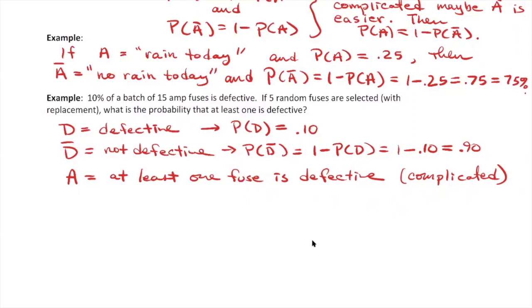So a complement, how many would be defective in that case? I'll wait for someone to type it in. So it's not true that at least one is defective. So how many are defective? Not at least one means how many? Zero, correct. Thank you, Susan. So a complement is none are defective.